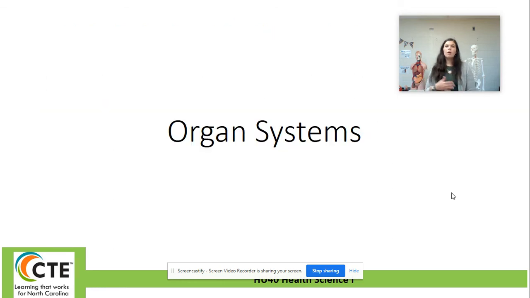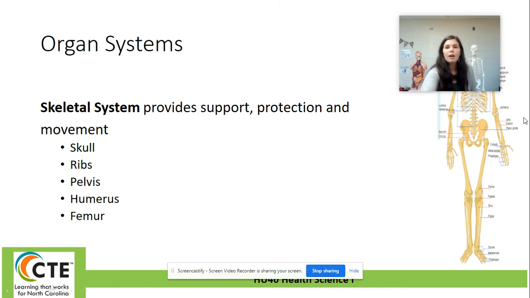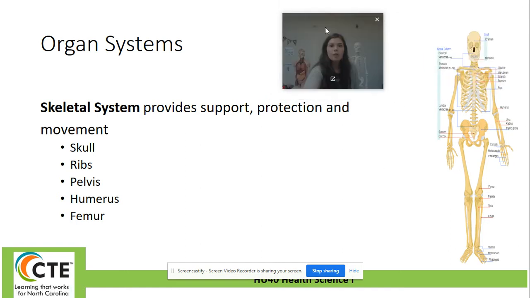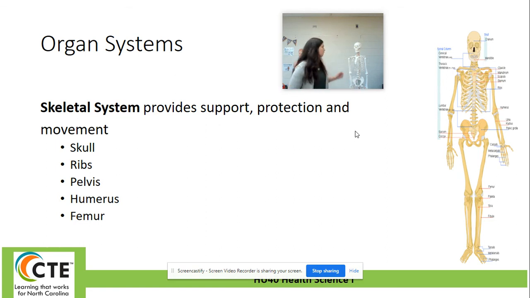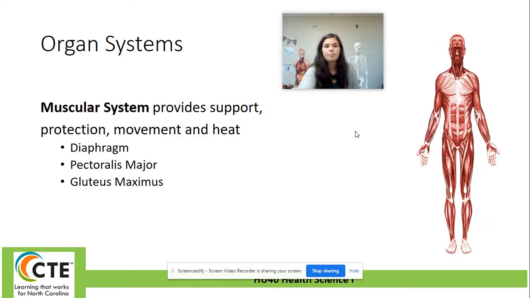So now we're going to talk about all the different organ systems in the body. First, you have your skeletal system. Your skeletal system is important because it provides support, protection, and movement. And it is made up of your skull, your ribs, your pelvis, your humerus, your femur, all of the different bones in the body. So everything on the skeleton here and everything in that image is part of the skeletal system. Every bone in your body is part of the skeletal system.